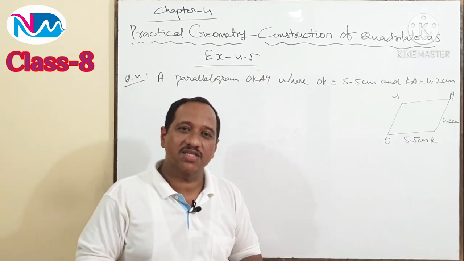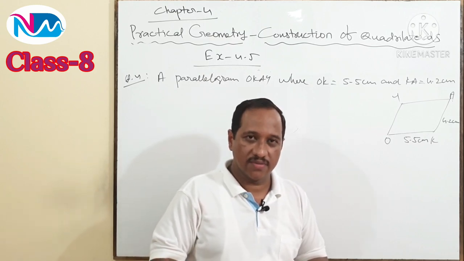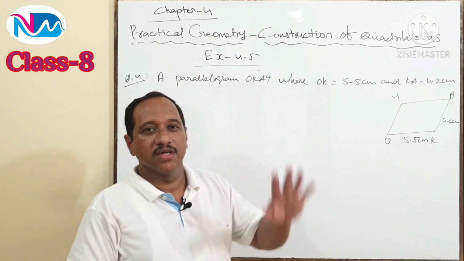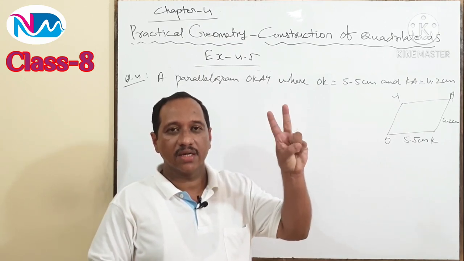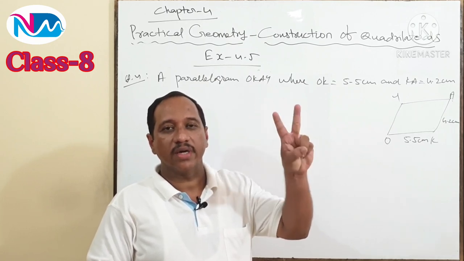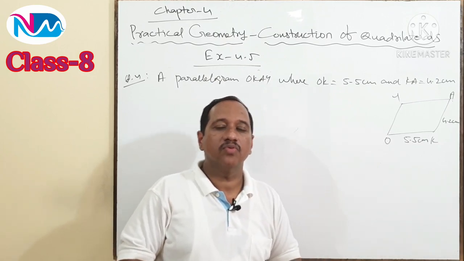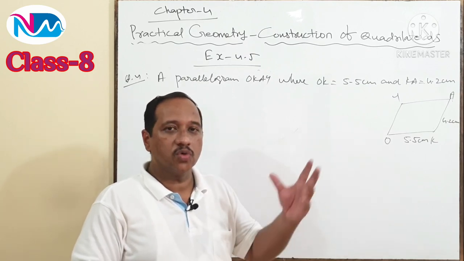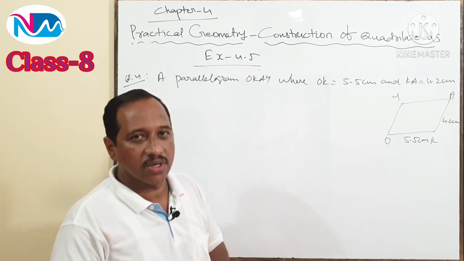You know that the construction of a quadrilateral is possible only if 5 measurements are given, because we have 4 different methods: 4 sides and 1 diagonal, 3 sides and 2 diagonals, 2 sides and 3 angles, 3 sides and 2 angles. You can see in all these different methods, minimum 5 measurements are given. So here we have only 2 measurements. But you know that opposite sides of a parallelogram are equal.